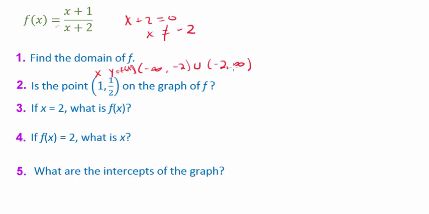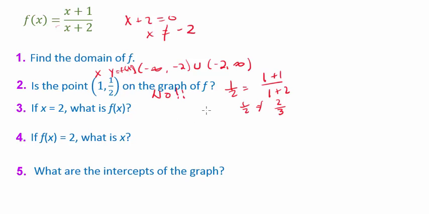So what we will do is substitute our values in. So we have 1/2 for f of x is equal to 1 plus 1 over 1 plus 2. So we have 1/2 equal to 2 over 3. So is this ordered pair on the graph of f? And since 1/2 does not equal 2/3, the answer is no.